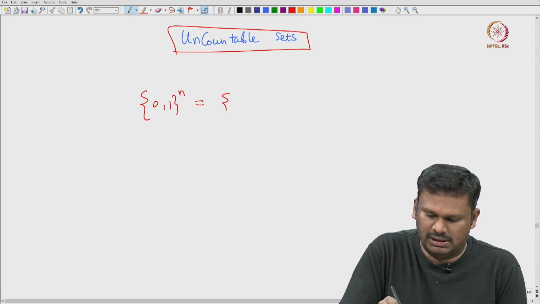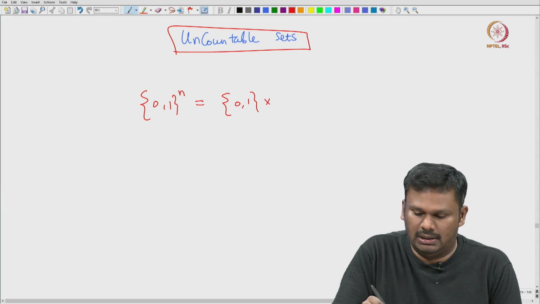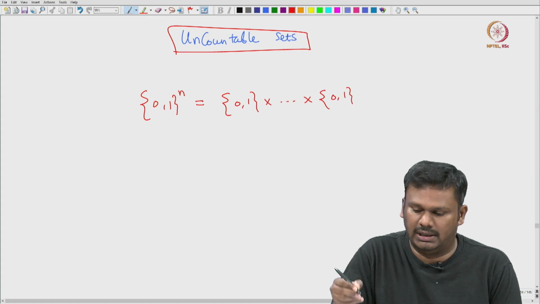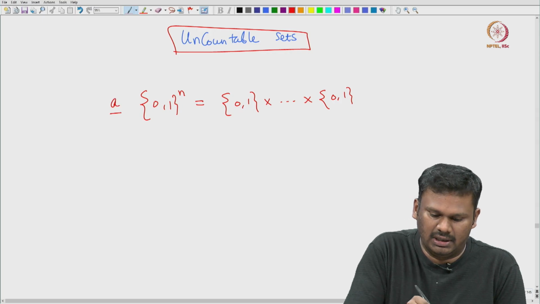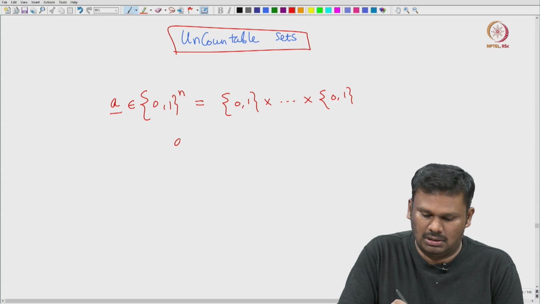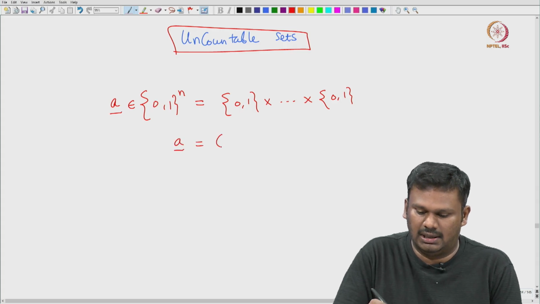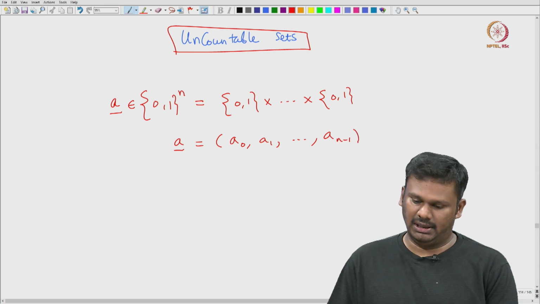So recall, you take this two element set {0,1} and then you take n copies of it and take the Cartesian product among them. In particular, given any element a bar, which looks like a sequence, you can denote it by a tuple like (a0, a1, ..., a_{n-1}). So this is how the typical element is written.